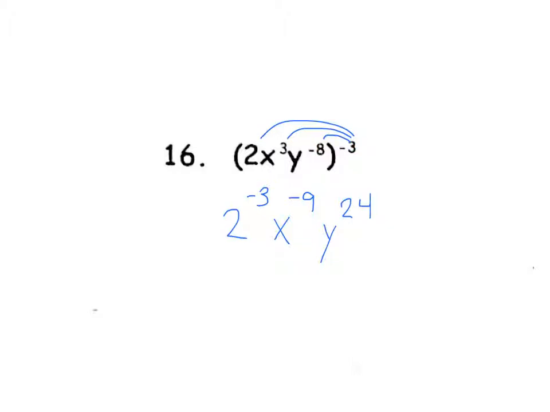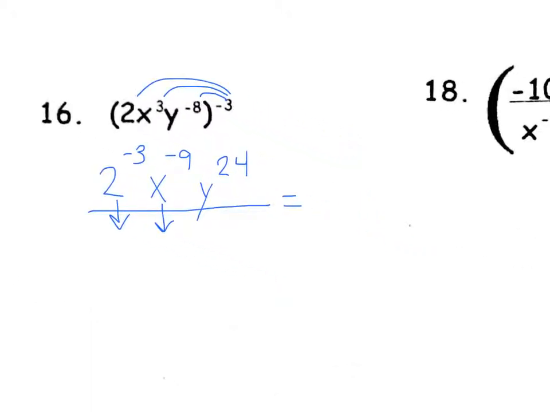Now the only thing that you need to move are things that have negative exponents. So the y to the 24th, having a positive exponent, doesn't need to move. The only things that need to come down are the 2 and the x. What this looks like with my fraction line is y to the 24th will remain on top, but now I have 2 to the positive 3 on the bottom and x to the positive 9.